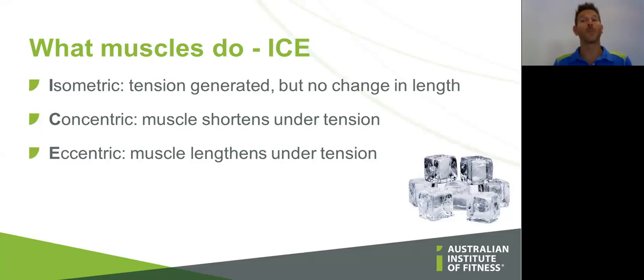Another example might be a wall squat. If I was to push up against the wall behind me and sink down into a squat, that would be an isometric contraction. Again, if I do a bicep curl and put some pressure through here, I've got tension in the bicep. However, it's not moving at any time. It is an isometric contraction, so it's not lengthening or shortening.